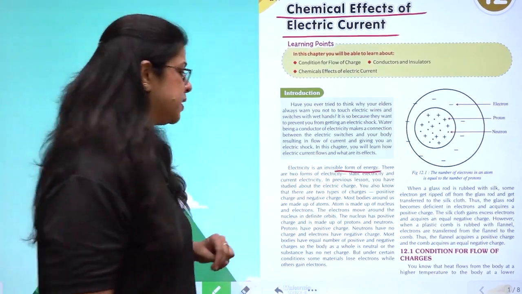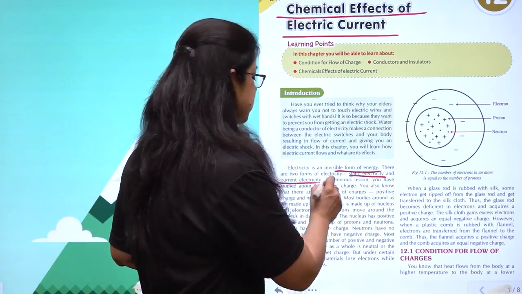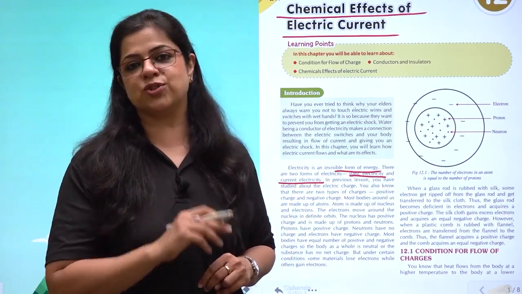Electricity is of two types. The first type is static electricity and the second type is current electricity.